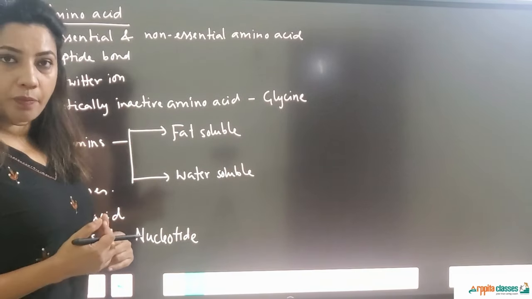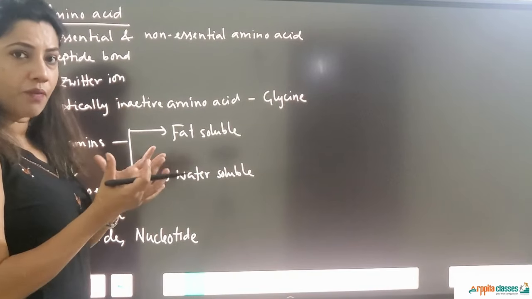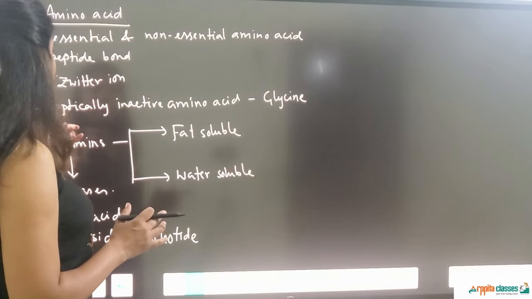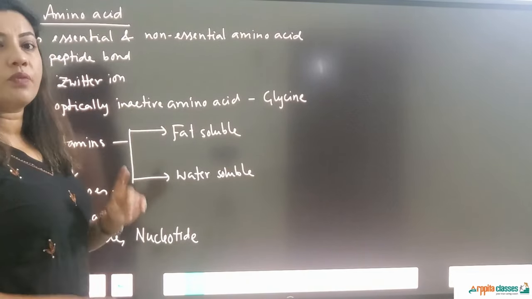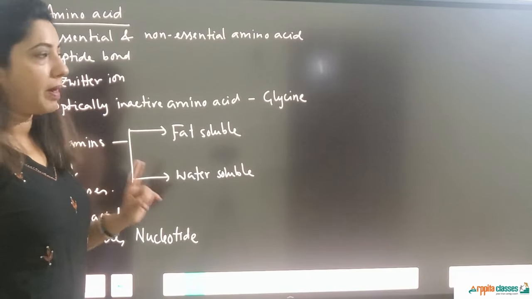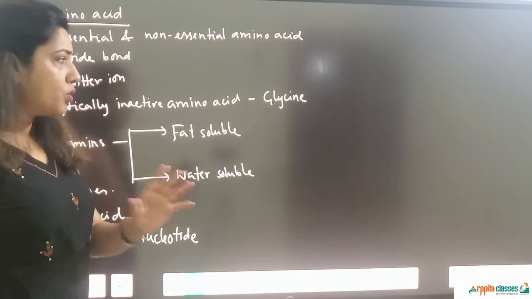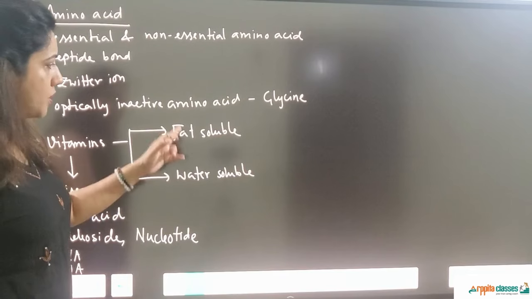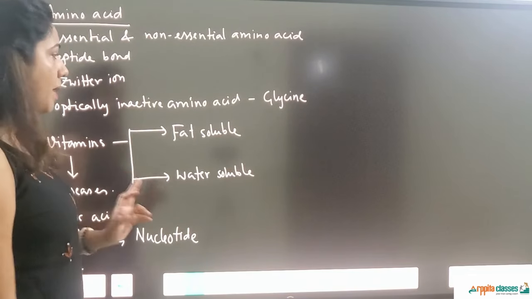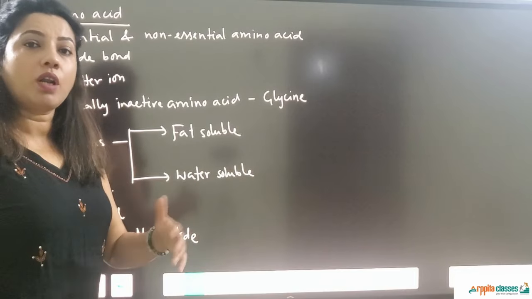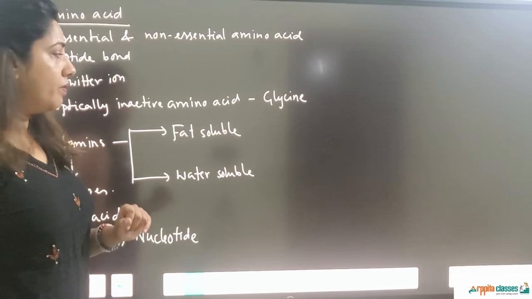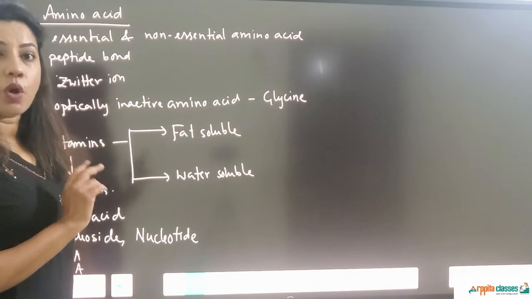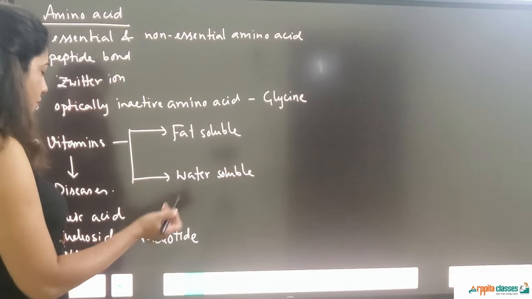Then what is peptide bond, how the proteins are formed, I mean. Then the zwitterion, the formation of zwitterion with example. Then optically inactive amino acid, we have only one optically inactive amino acid, that is glycine. It is most frequently asked in MCQs. Then we have vitamins. There are 2 types of vitamins, fat soluble and water soluble vitamins. What are fat soluble and what are water soluble vitamins, that also you need to know. Along with the deficiency diseases, they are caused by the lack of vitamins.